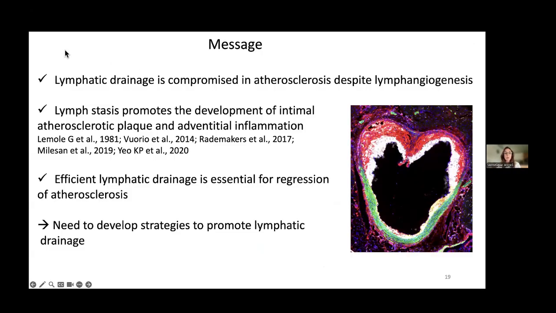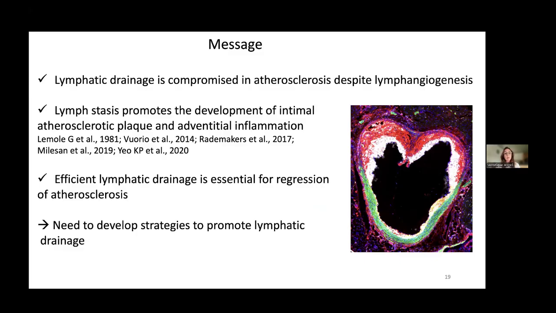So I've shown you so far that lymphatic drainage is compromised in atherosclerosis despite this lymphangiogenesis. So it means that I think we have to be cautious when we observe an increase in lymphatics. It doesn't necessarily mean more, but better.